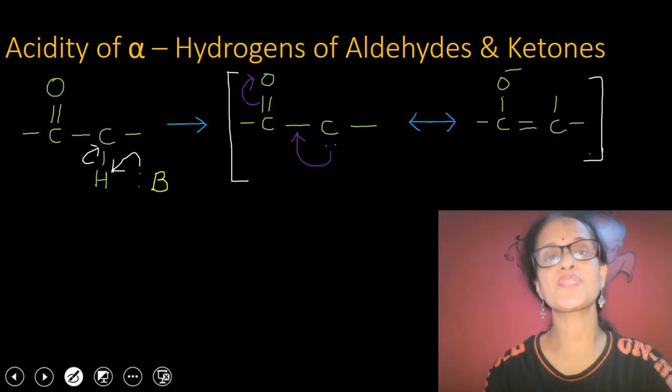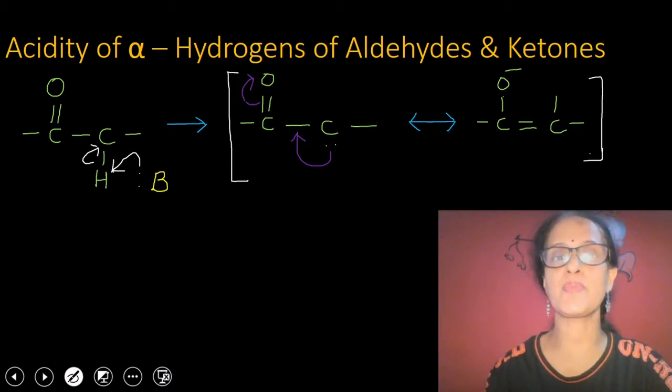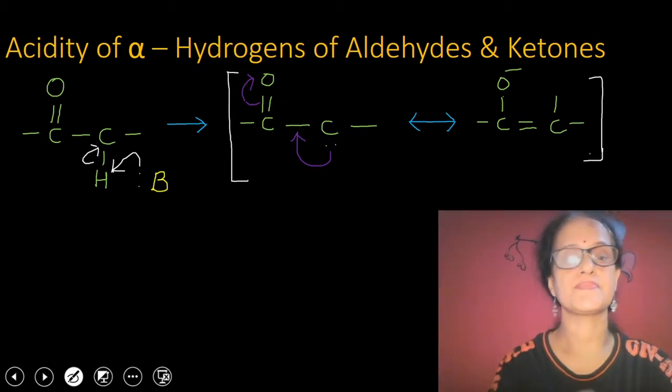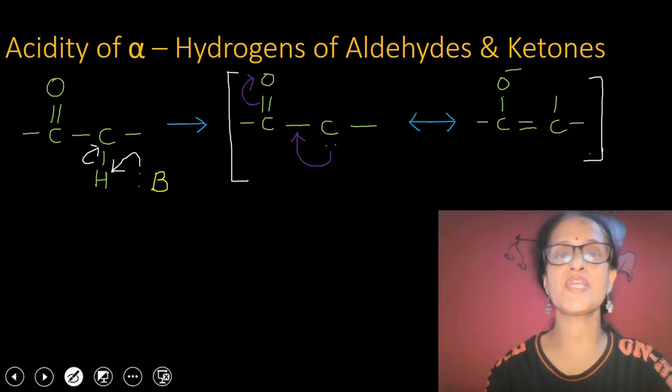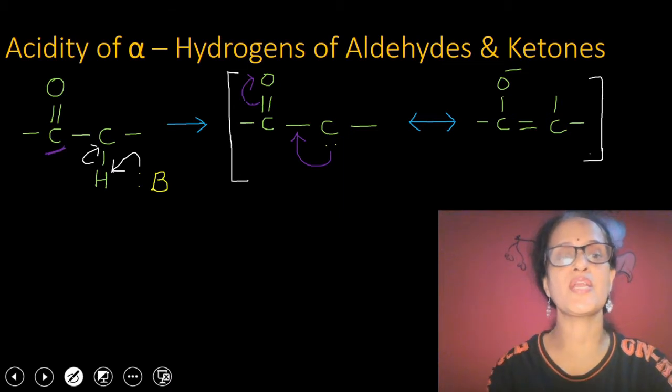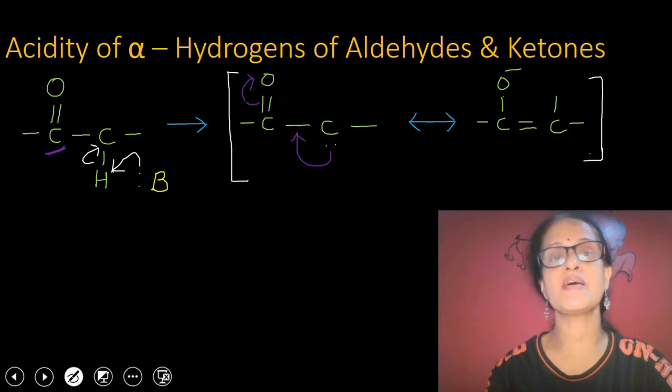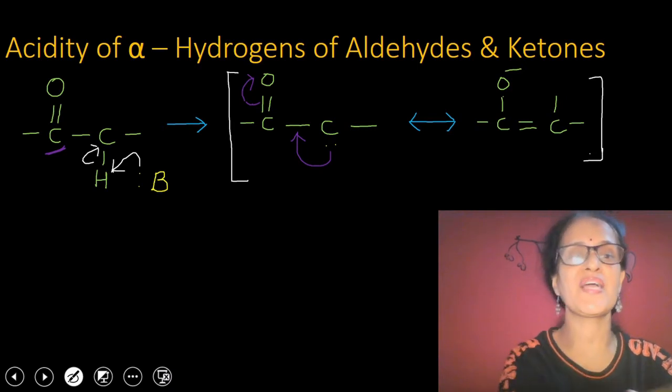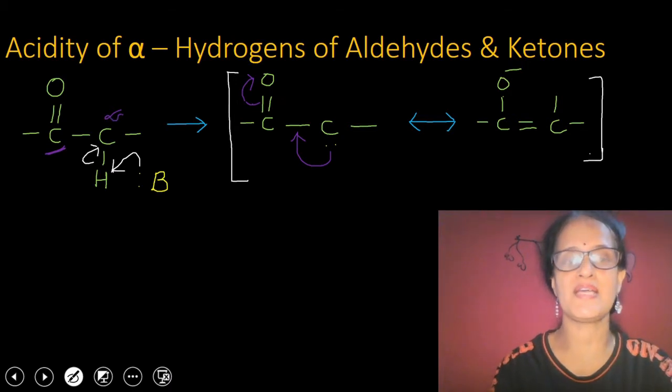Students, alpha hydrogen atom is that hydrogen atom which is attached to alpha carbon atom. Now you must be thinking, what is alpha carbon atom? Alpha carbon atom is that carbon atom which is attached next to the functional group. Students, in aldehydes and ketones, functional group is carbonyl group. So this is carbonyl group. The carbon atom which is attached next to this carbonyl group is called as alpha carbon atom. So you can see here, this is the alpha carbon atom.